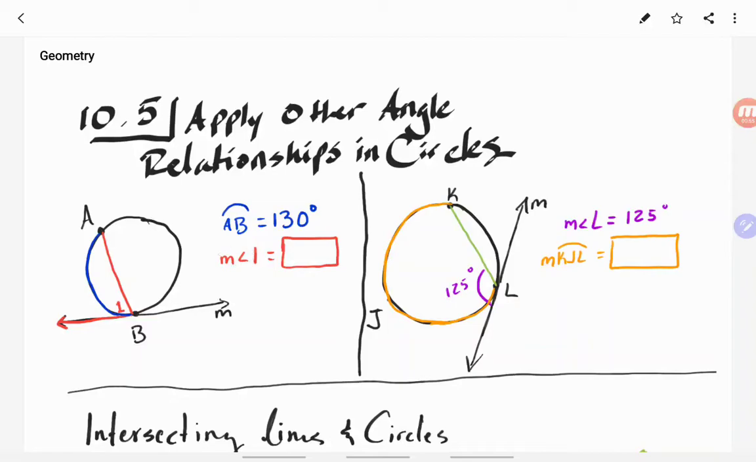So if I want to find the measure of angle 1, we can look at this and just see angle 1 here is definitely not 130 degrees, right? It's less than 90. And it turns out that if you want to find the measure of angle 1, all you need to do is say measure of angle 1 is equal to 1/2.